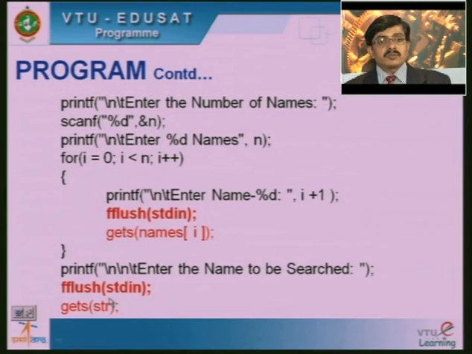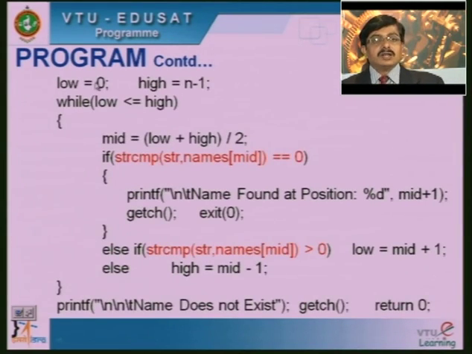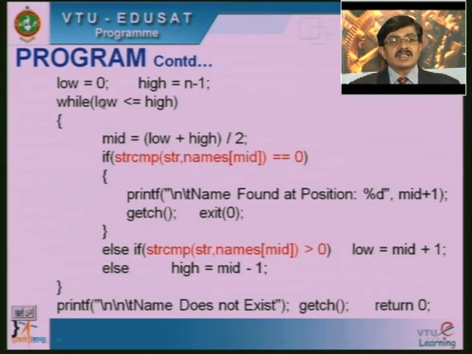Now, after that, we have to perform the binary search operation. Here low is equal to 0, high is equal to n minus 1. So, while low is less than or equal to high, what I do here is mid is equal to (low plus high) by 2. I compute the middle value, then I compare using strcmp(str, name[mid]).